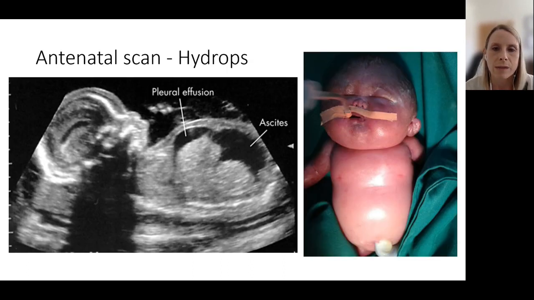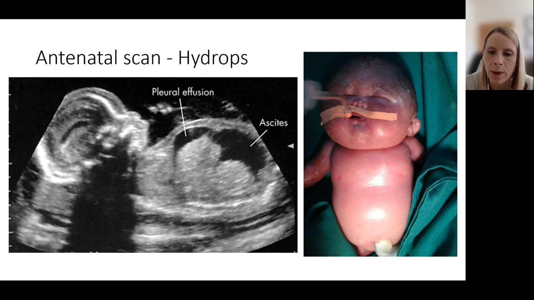So this is what I was talking about when we do antenatal scans. This is a very severe form of haemolytic disease of the newborn where the baby's very hydropic. So you can see in the ultrasound scan imaging, you can see the pleural effusion, which is labelled, which is essentially the fluid-filled space around the lungs. Ascites, which is fluid within the abdomen. You can also see a bit of swollen skin edema.